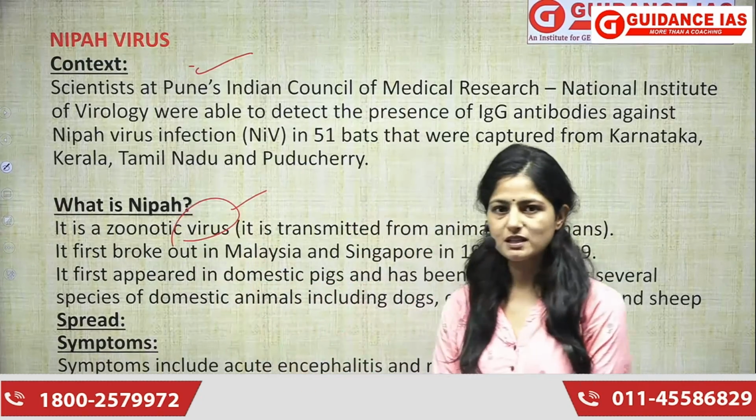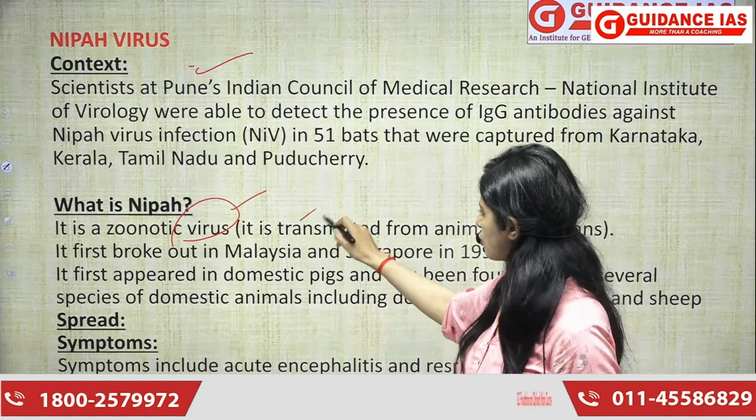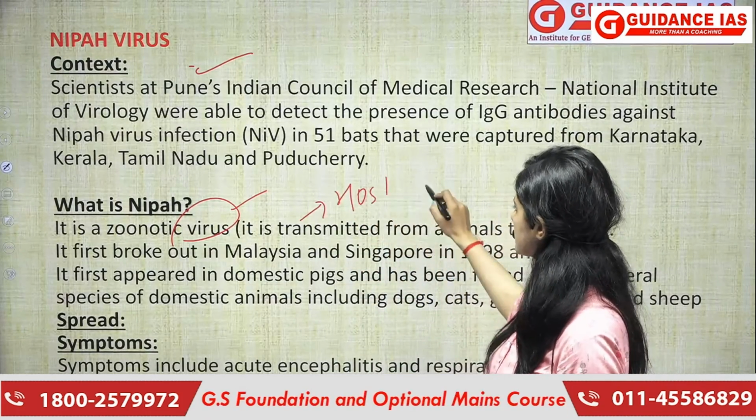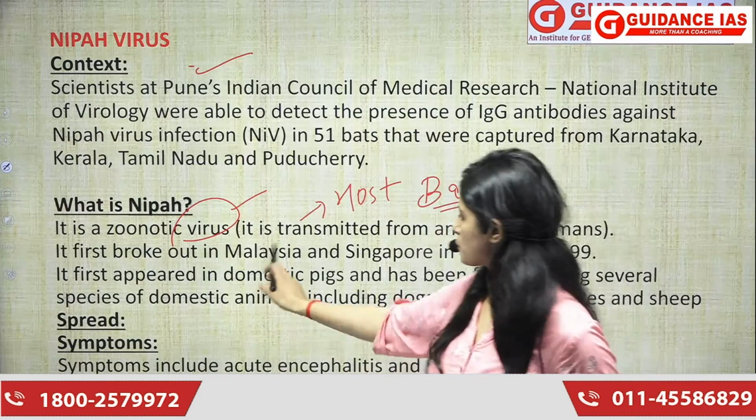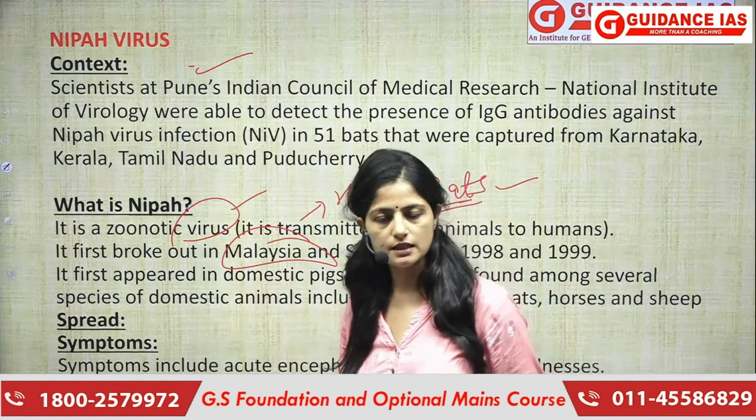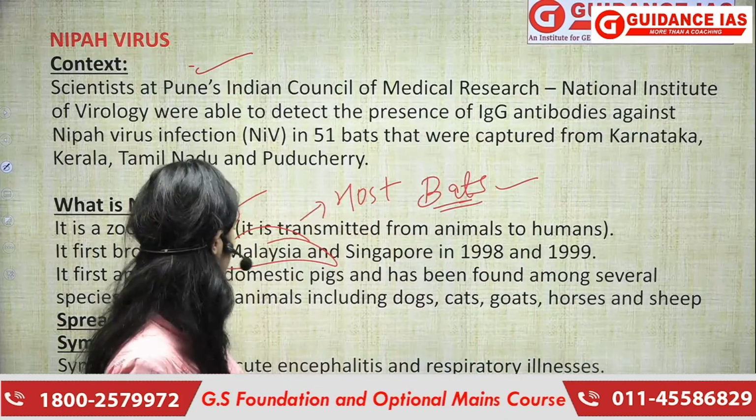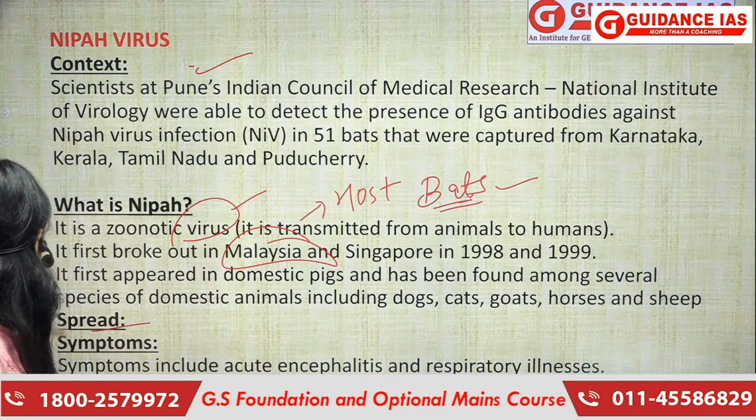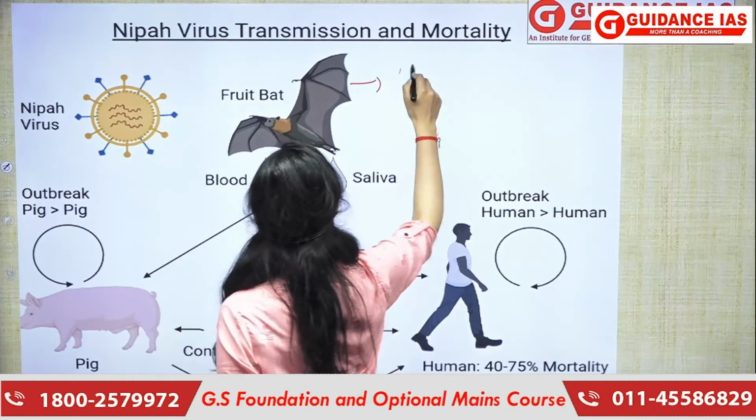A zoonotic virus is basically one which spreads from animals to humans. The host of Nipah virus is bats. It first broke out in Malaysia. There is a place in Malaysia called Nipah, and that is where the name comes from. And spread, let us just see this. So bat, I have told you, is the host.